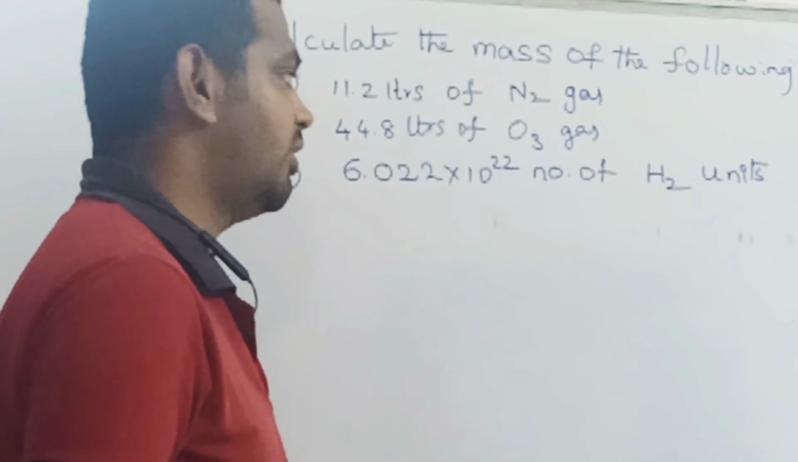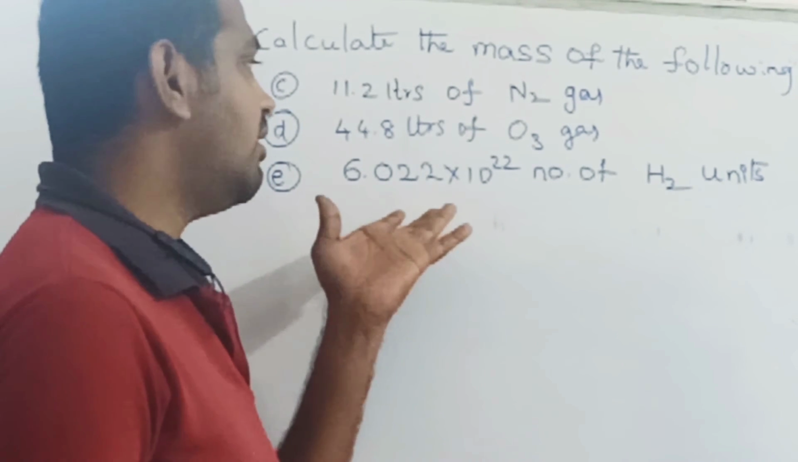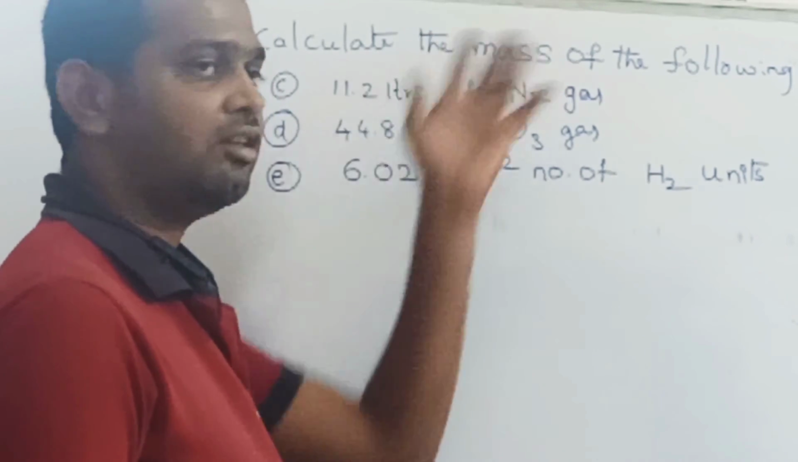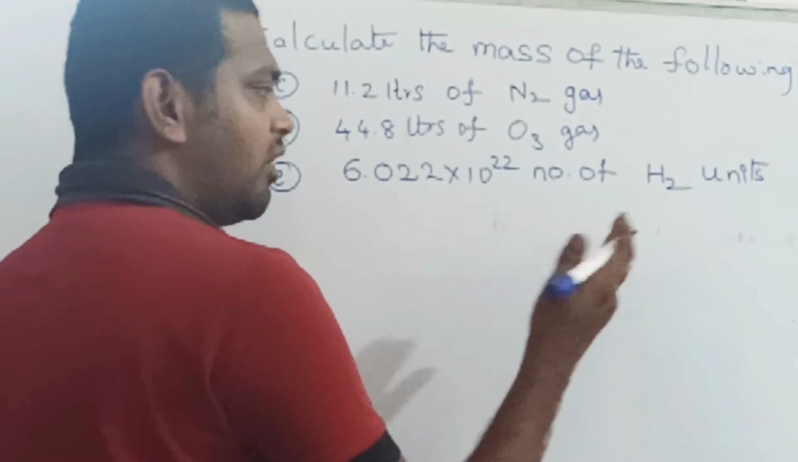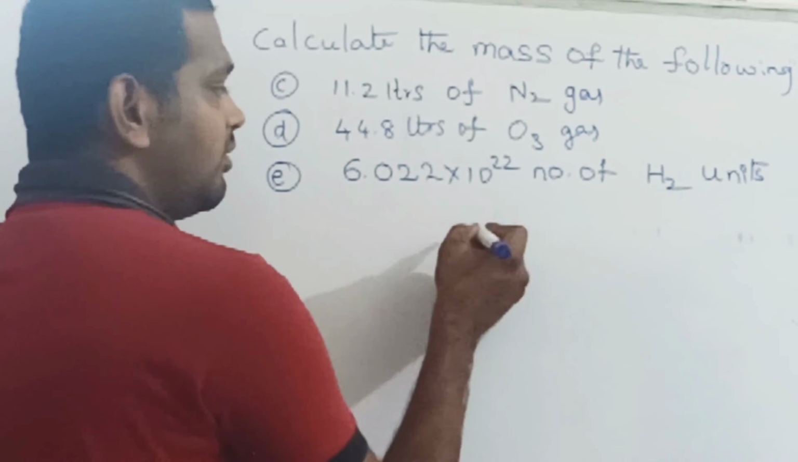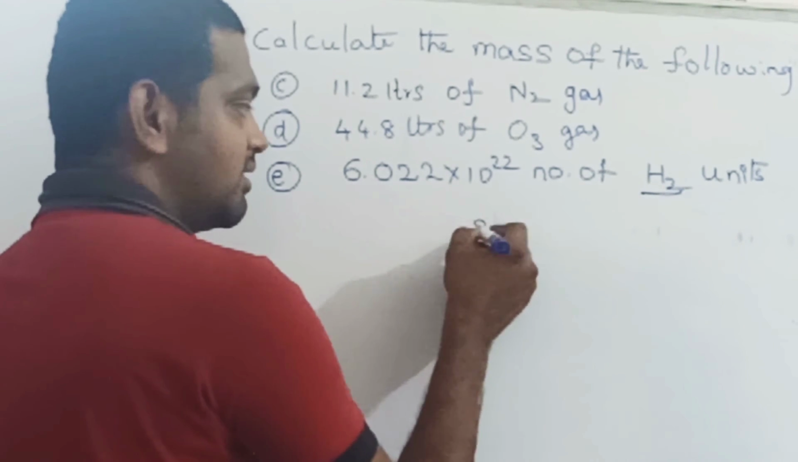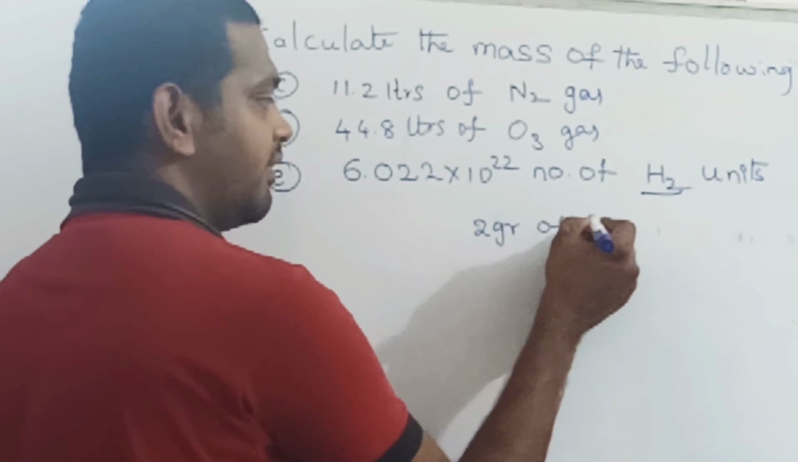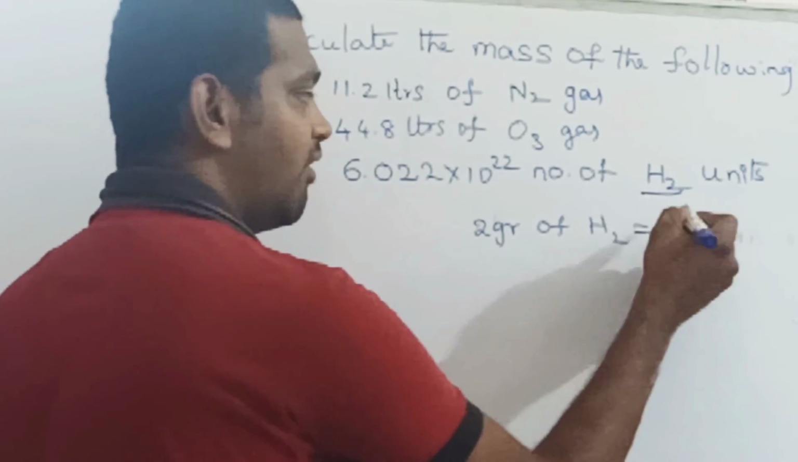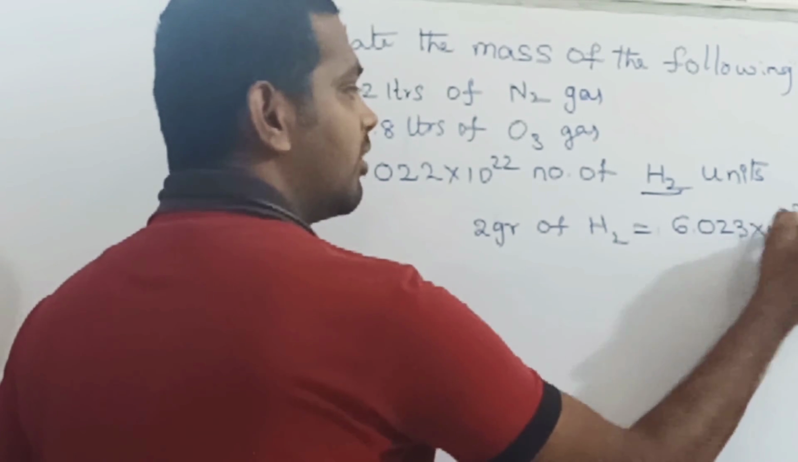6.022 into 10 to the power of 22 hydrogen molecules are given. So it is given in terms of molecules and we must express it in terms of mass. 1 mole of any gas consists of the Avogadro number of particles. That is the rule here. 1 hydrogen molecule has a mass of 2 grams, so 2 grams of H2 is 1 mole. 1 mole of any substance consists of the Avogadro number of particles, and that number is 6.023 into 10 to the power of 23.